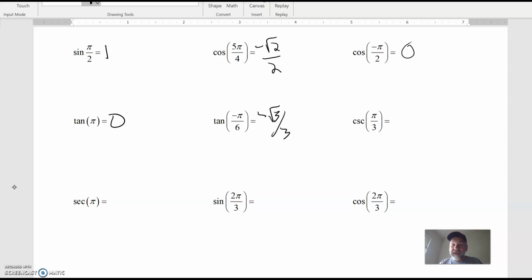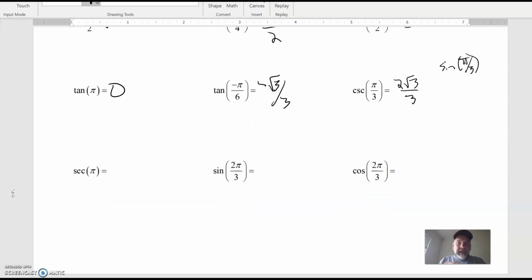Cosecant, pi over 3. Cosecant's the reciprocal of sine, so I should do sine. So in my mind, I'm saying, what's the sine of pi over 3? Well, I know sine goes, so it's root 3 over 2. That's a big one, but it's the reciprocal of that, so that's 2 root 3 over 3.